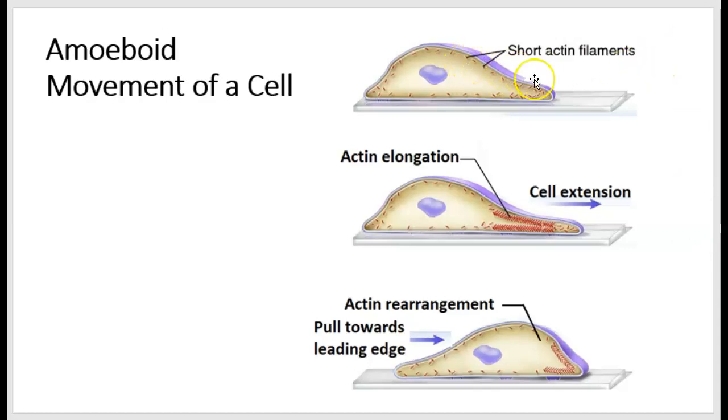The top picture shows a cell that is not moving, but the middle picture shows actin filament elongation that extends the cell forward. The rear of the cell is pulled towards the leading edge by actin filaments rearranging.